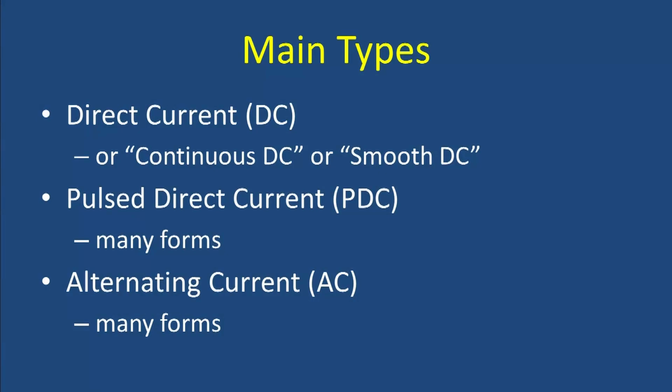So there's three main types of electrical waveforms we're talking about. The first is direct current, DC. It's also called continuous DC or smooth DC. The second type is the most common type that's used in electrofishing, pulse direct current. Many forms of that. And finally, the last one, alternating current, AC, the type of current that comes out of your wall sockets in your house. And actually there are many forms of this. Out of your wall socket, there's just one form, but electrofishing equipment output many forms.